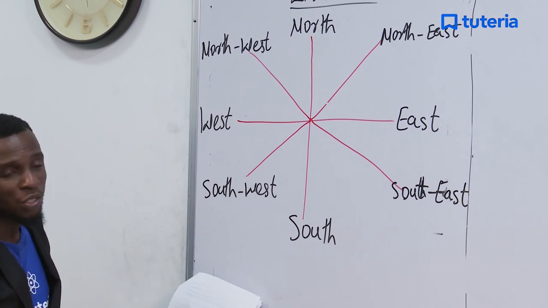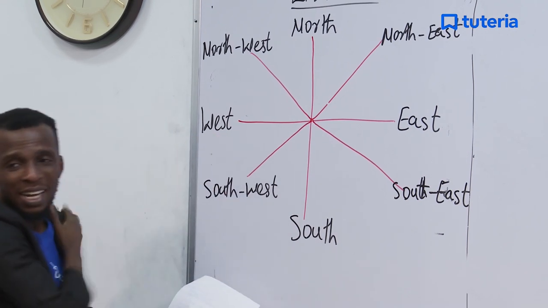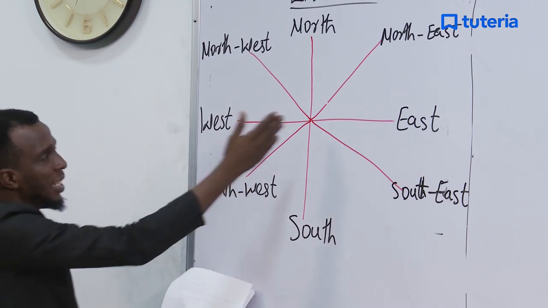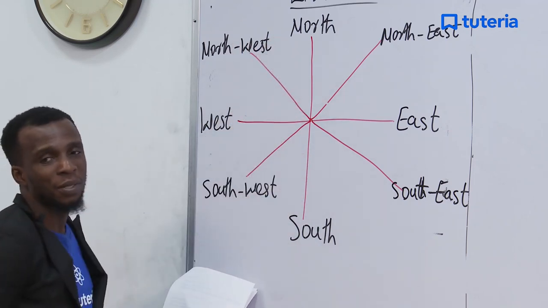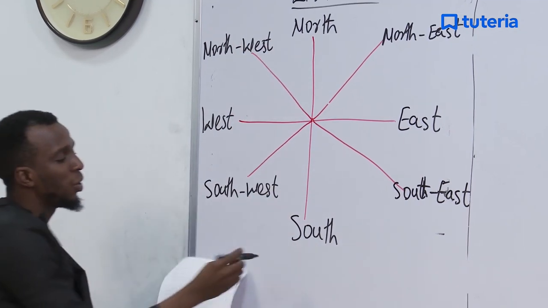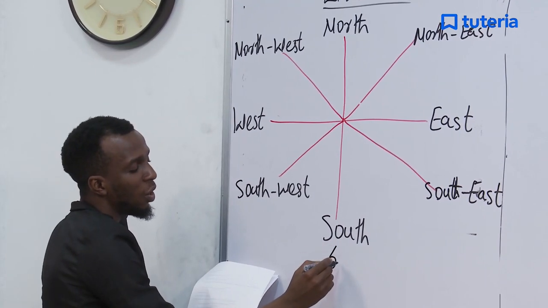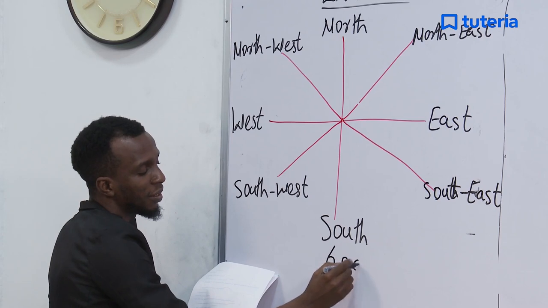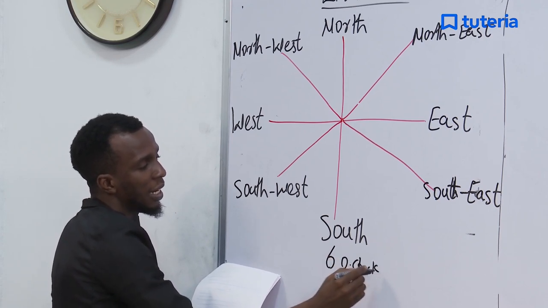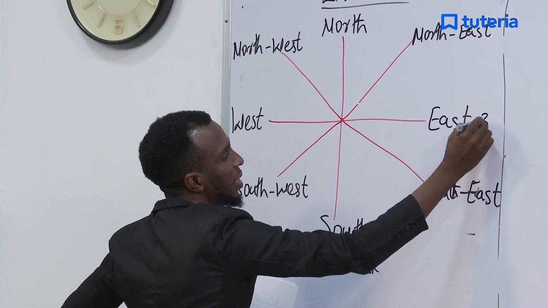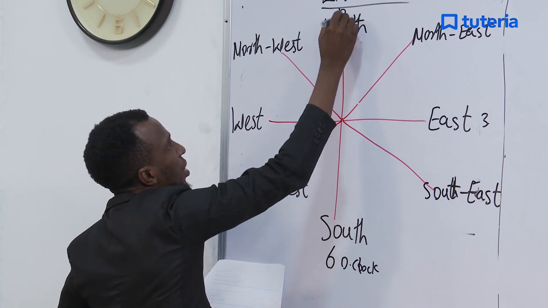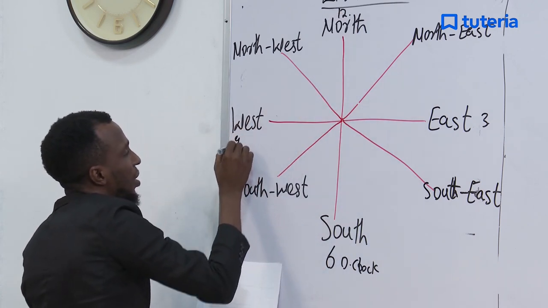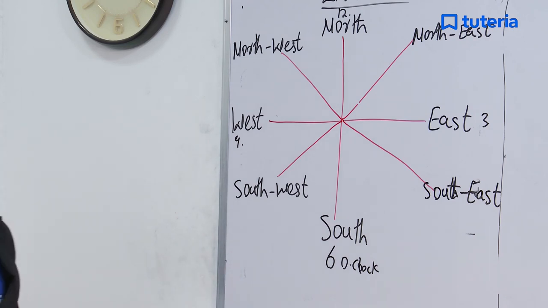And please, you need to know that this represents your left-hand side. This represents your right-hand side. This represents forward, this represents backwards. Now, in time, this can also be 6 o'clock, okay? And this can be 3 o'clock. This can be 12. But this can be 9. So you can also use that too. They can use that. So you need to know these things very well to know how the map works.